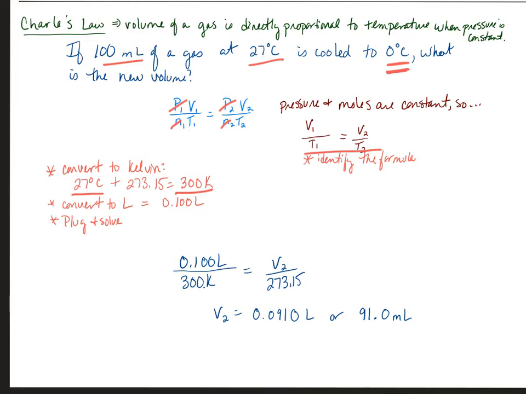The other thing here that you need to recognize is that you're given milliliters instead of liters. So if you want to keep it in liters, you need to convert over to liters as well. And you all know how to do that. So plug and chug into your equation. V1 is 0.1 liter over 300 Kelvin is equal to V2, whatever that amount is, over 273.15. When you solve, you have to make sure that you know what your units are, because this is in liters. If you convert back, you can get that into milliliters.